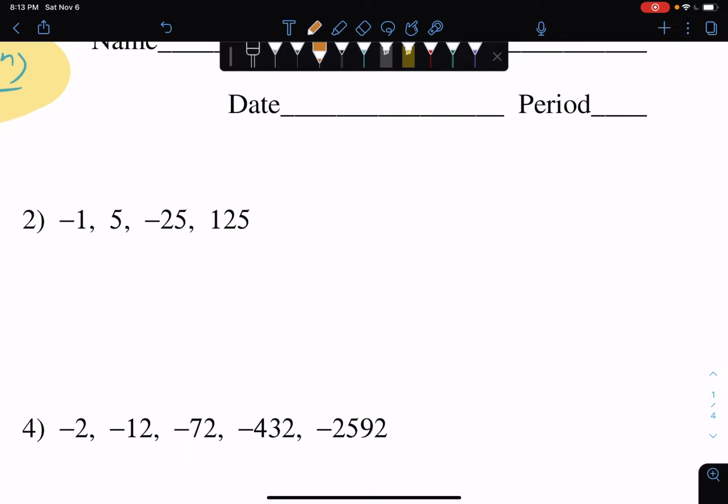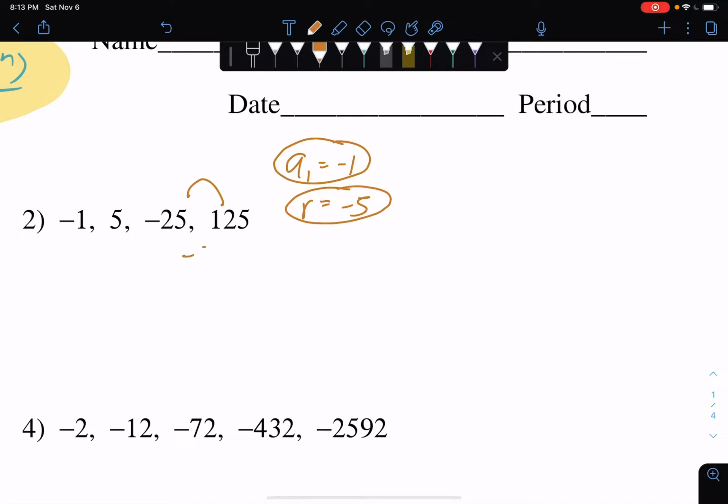All right, for number 2, let's figure out our a sub 1 is negative 1. Our common ratio is negative 5. Why is it negative 5? Well, 125 divided by negative 25 is negative 5. 5 divided by negative 1 is still negative 5. That's simple. All right, how many terms? So 1, 2, 3, 4. What we're trying to find is S sub 4, because n is equal to 4.